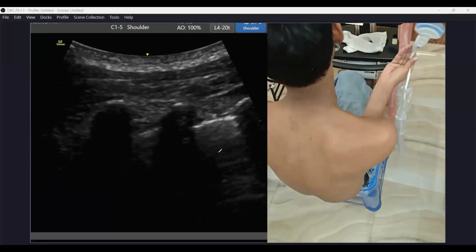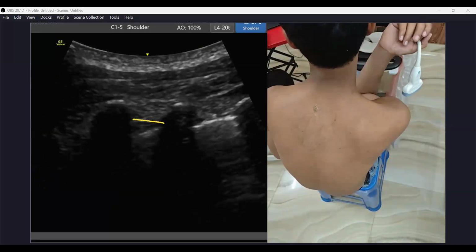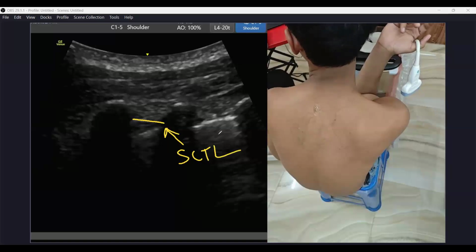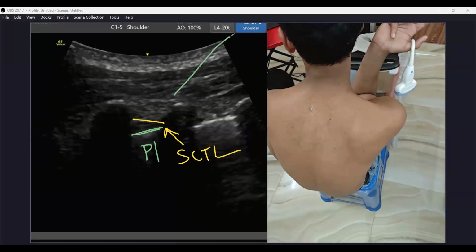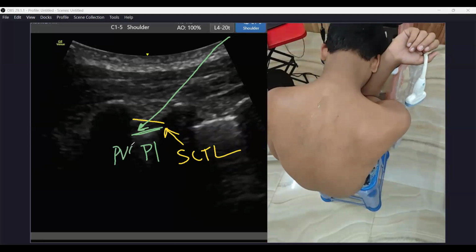So this one is the superior costotransverse ligament. The lower one is the pleura. So where will our needle come? The needle will come from below to this place. Okay. So this area is actually the paravertebral space.